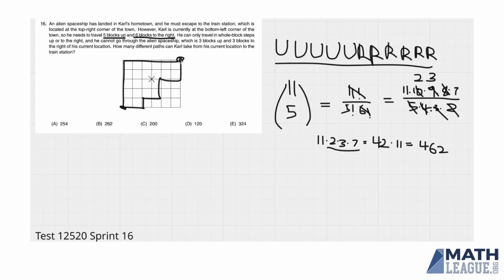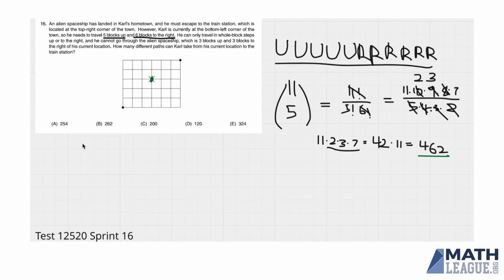But notice how during this process, we've completely ignored the alien spaceship right here. So now what we can do is take the total number of paths that Carl can take from where he's beginning to the train station and subtract the ones that go through the alien spaceship, where it is blocked. So how can we find how many ways there are to go through the alien spaceship?